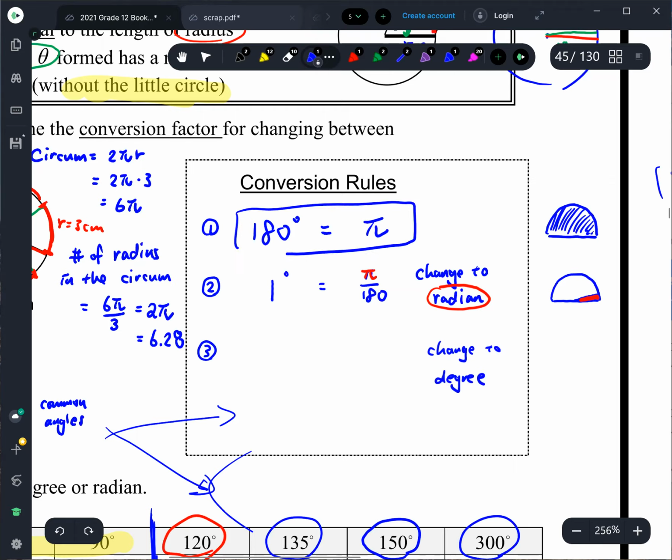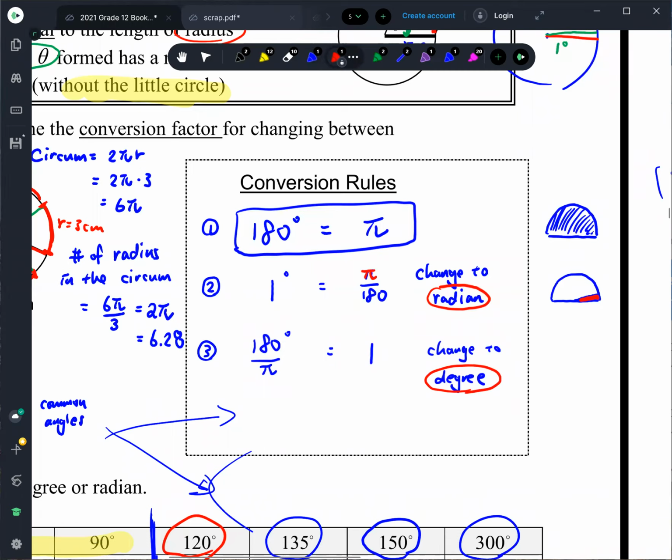Again, you start with 180 degrees is pi, right? So this time, instead of making 180 become 1, we'll make pi become 1. So 1 radian. Okay, so the right hand side becomes 1. So you need to divide by pi, right? Pi divided by pi will be 1. So the left side will also divide by pi. Okay, so if you want to change to degrees, then you need to multiply by 180 degrees over pi. So the degree is on the top, okay? 180 degrees on the top.